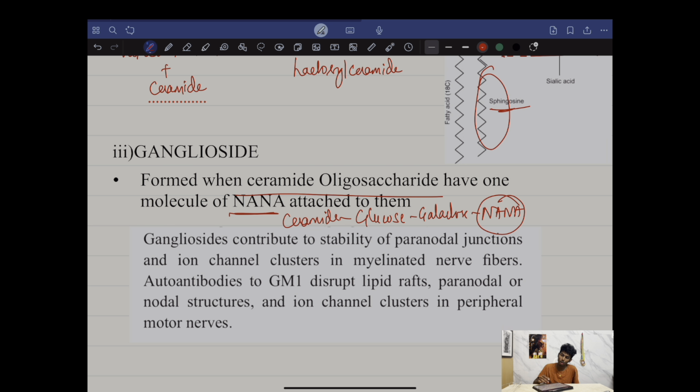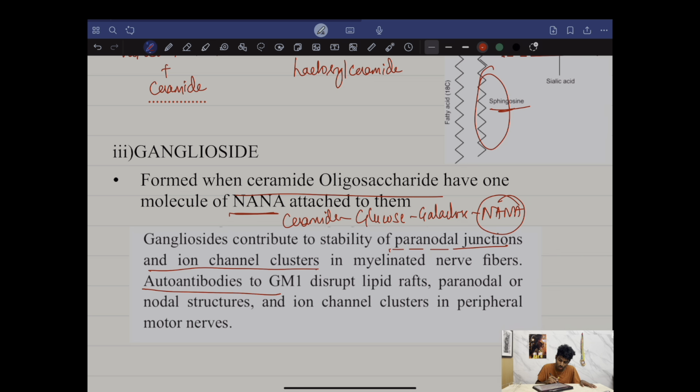You don't have to remember everything about ganglioside. Gangliosides contribute to the stability of paranodal junctions and ion channel clusters in myelinated nerve fibers. What does this statement mean? Paranodal junctions are the junction between the glial cell and the myelinated axon. You don't have to remember this much stuff.